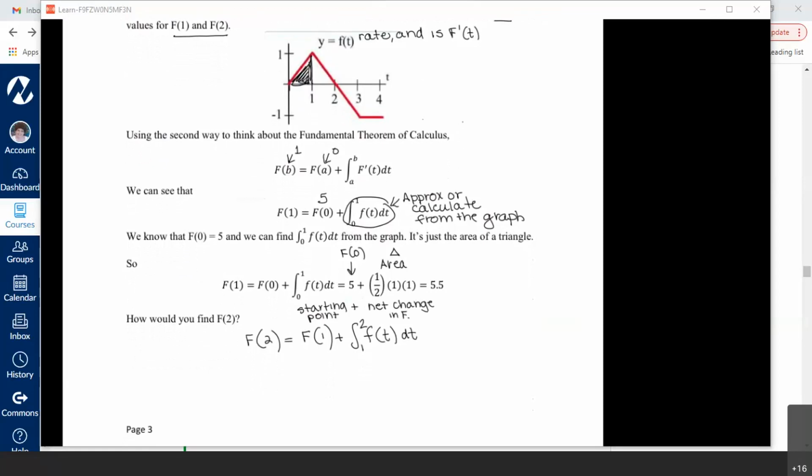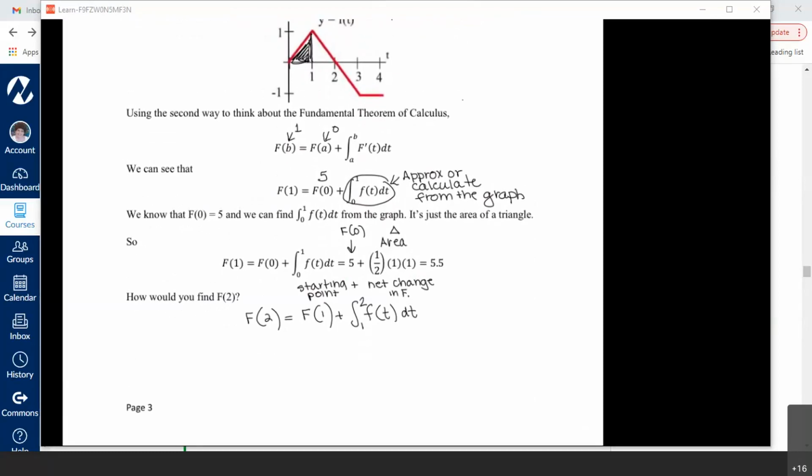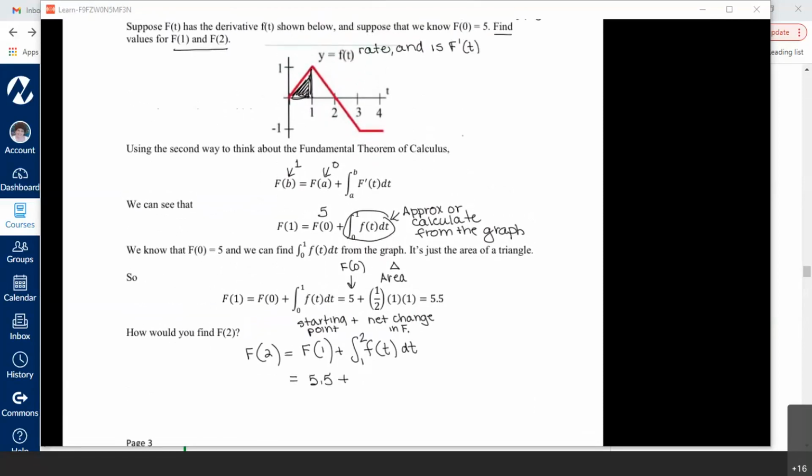Okay, so net change in f. That's what we're doing. I figured out that f of 1, which I've done already in the previous step, was 5.5. Now I need to figure out the area under this curve from 1 to 2. That's this bright blue stuff.